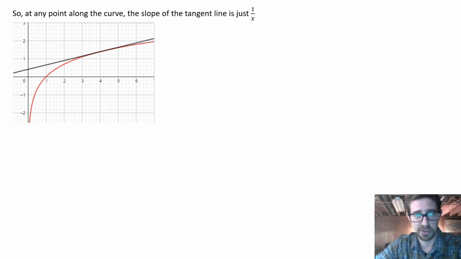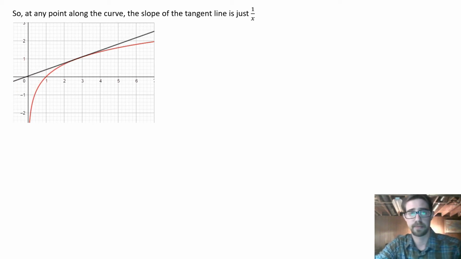So, like if you're there at 3, the slope of the tangent line at the natural log of 3 is just 1/3. If you're at 4, it's just 1/4. If you're at 5, it's just 1/5. I hope you like my GIF.